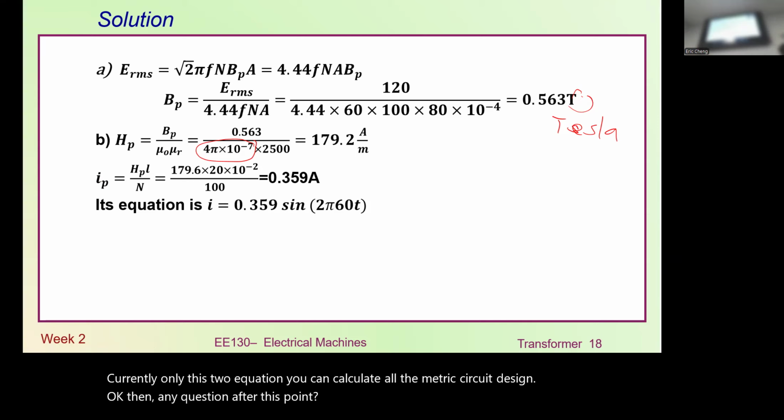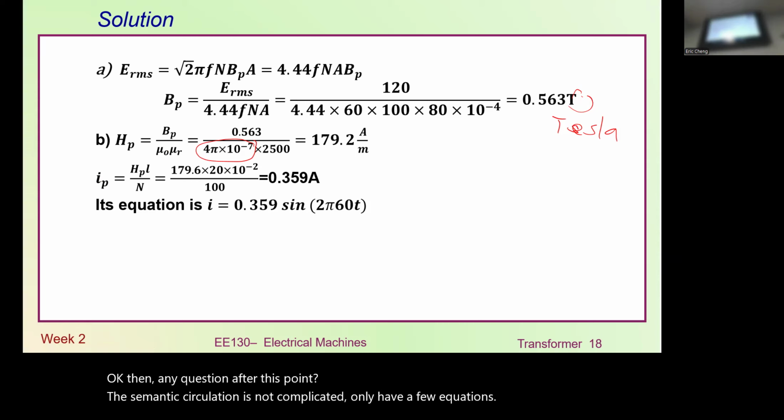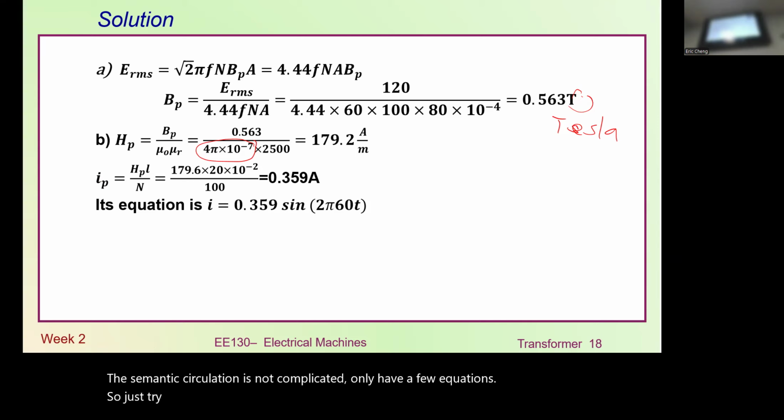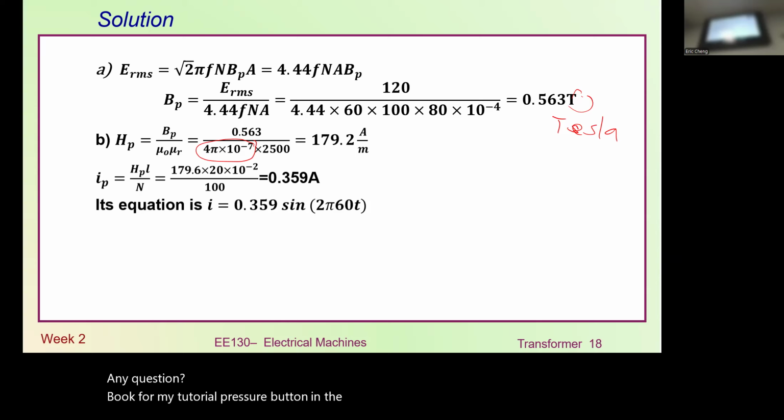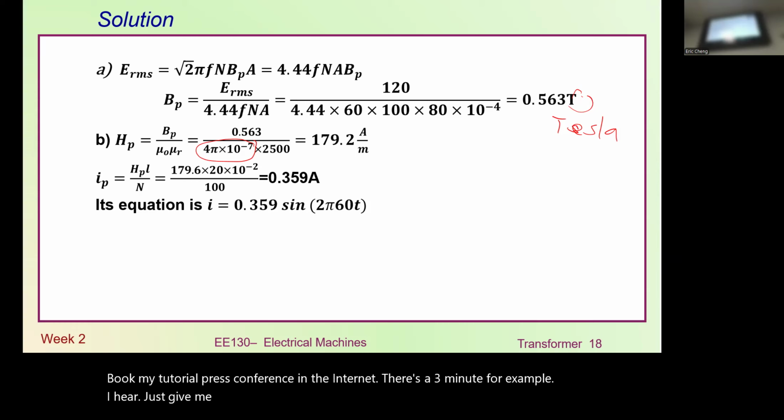You see, magnetic circuitry is not complicated. There are only a few equations, and they are all very similar to one another. So just try to keep a clear mind to relate them. Perhaps today or last week was your first few lectures learning electromagnetics. They're very straightforward. Any question? Go for my tutorial, press a few buttons on the internet, there are a million examples. Here I just give you some hints to push you to learn a new topic. Any question?